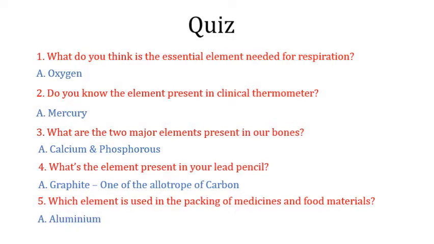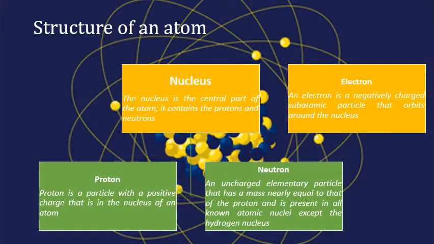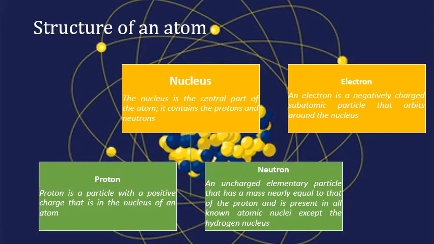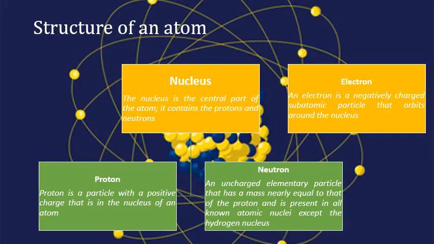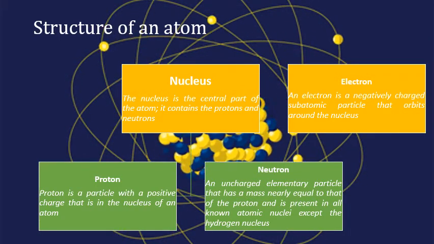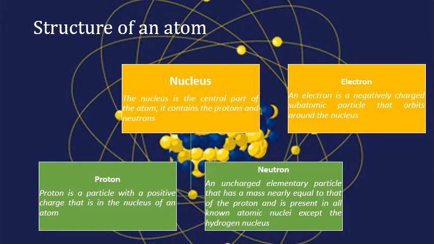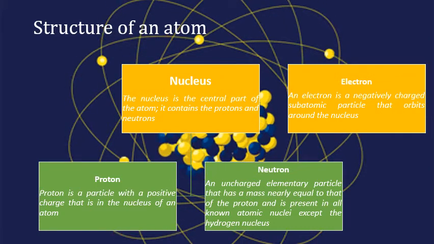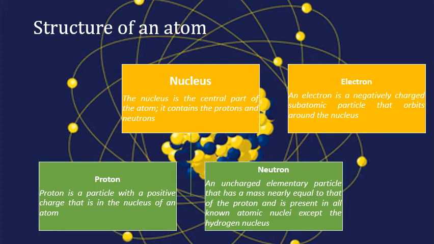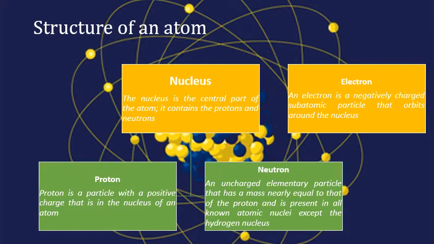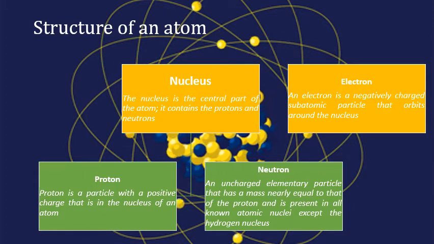Now let's learn what these elements are made of. That's an atom. Now look at the structure of an atom. The nucleus is the central part of the atom. It contains protons and neutrons. A proton is a particle with positive charge that is in the nucleus of an atom. An uncharged elementary particle that has mass nearly equal to that of a proton and is present in all known atomic nuclei except the hydrogen nucleus is a neutron. So protons and neutrons are called nucleons, present inside the nucleus. An electron is a negatively charged subatomic particle that orbits around the nucleus.